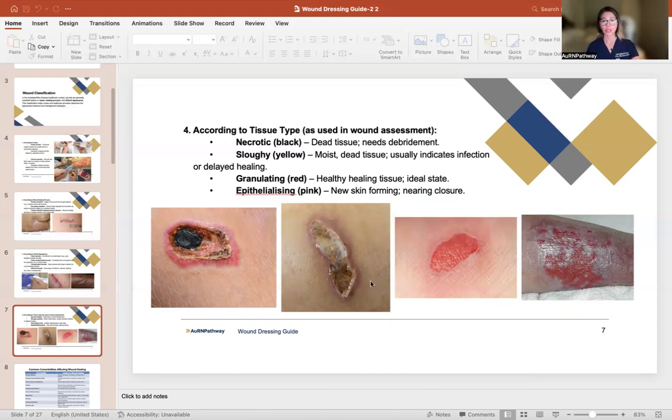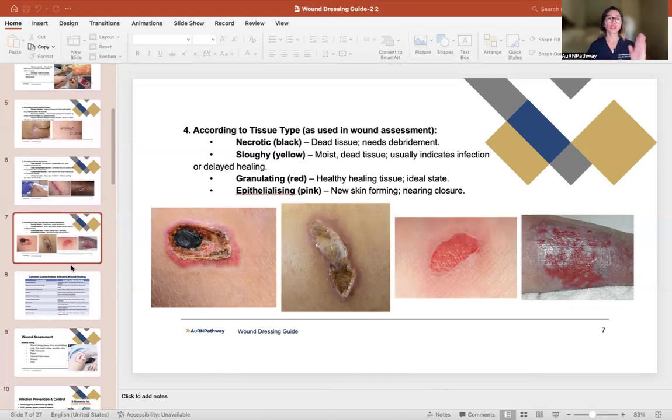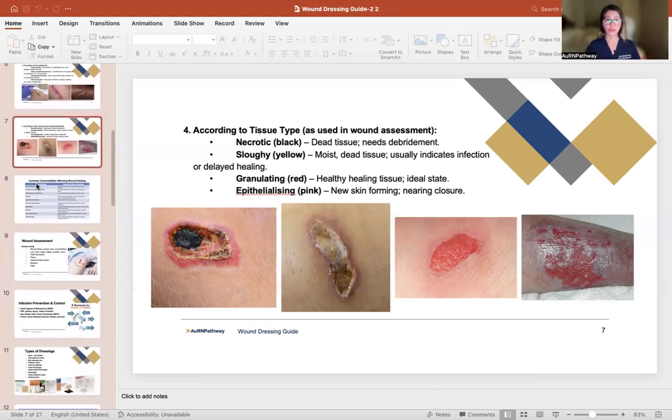Granulating, you can see the edges are looking good and it's nice and red, and you can expect a normal wound healing process. Same with this one. It looks chronic, however, it's already healing well. You can see there's new skin forming around the edges, right? So those are the different wound classifications.